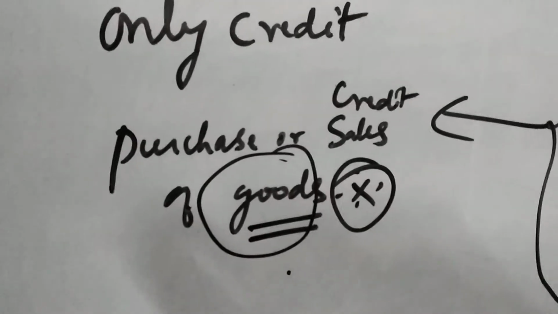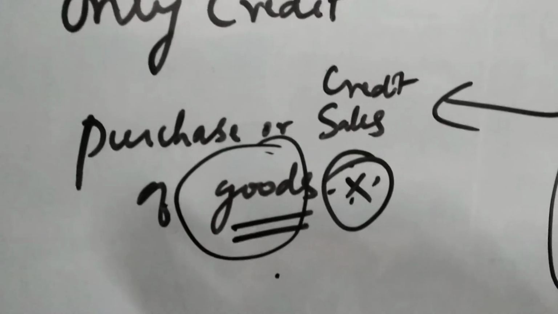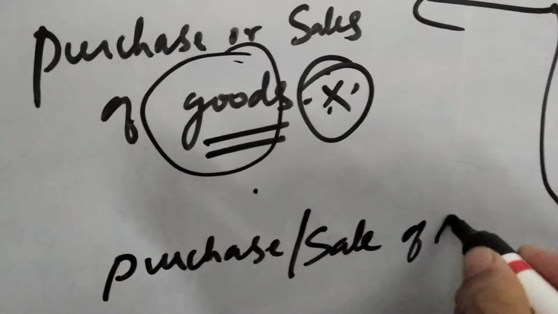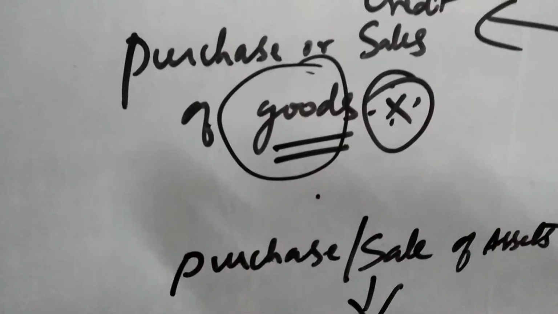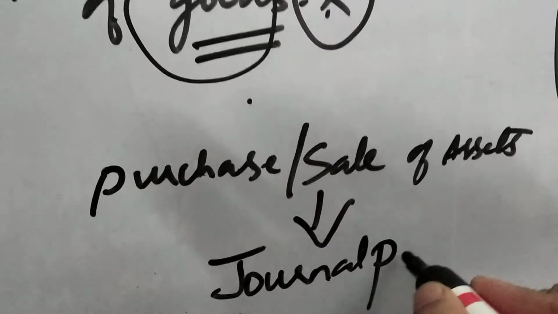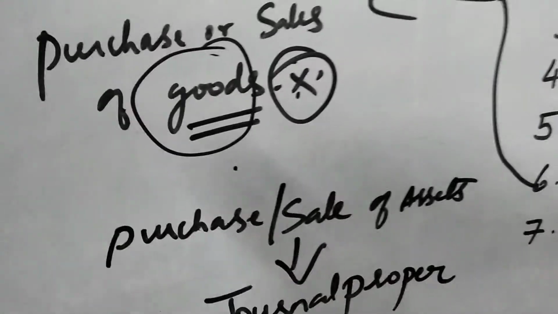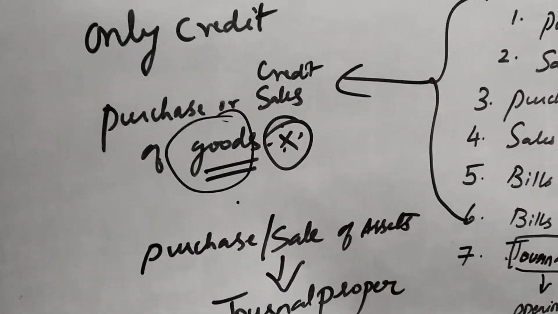Purchase or sale of assets will be recorded in the journal proper, and not in day book. Able to understand? It's very simple.